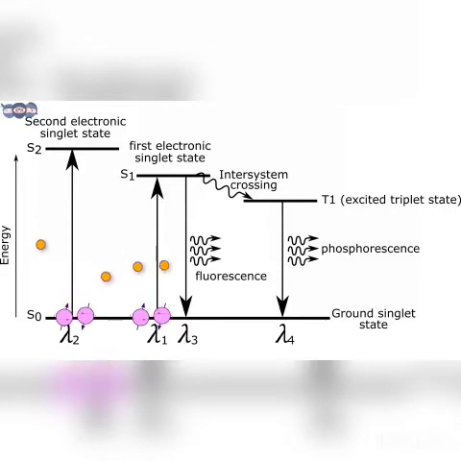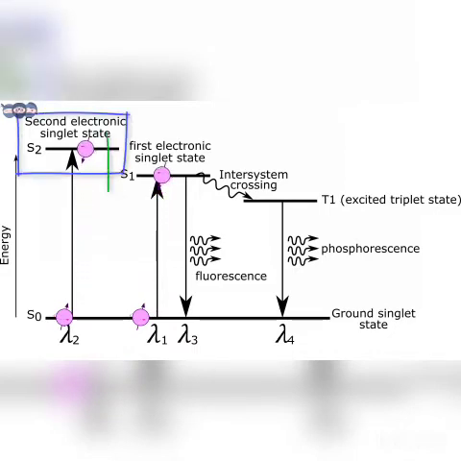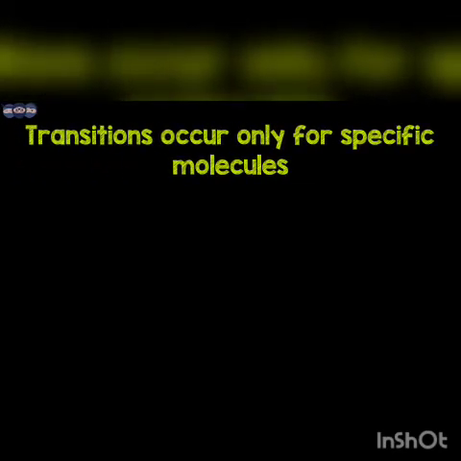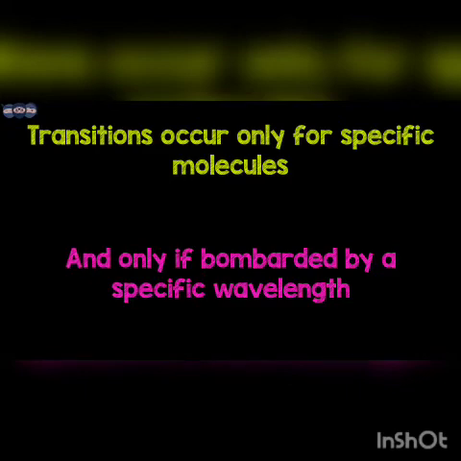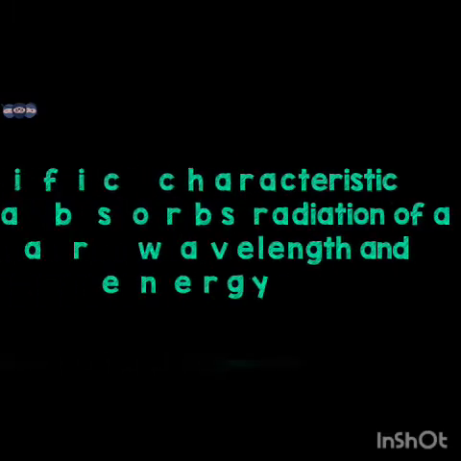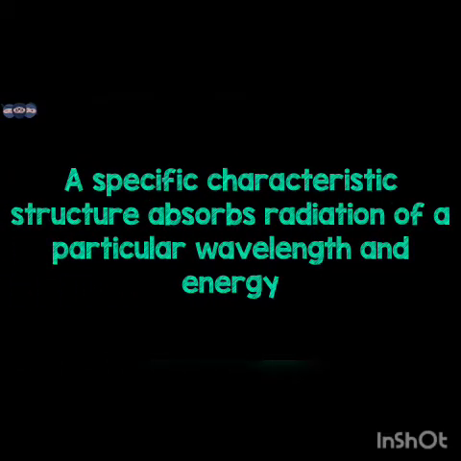Due to this absorption, an electronic transition takes place and molecules transition to higher electronic states like the second electronic singlet state or first electronic singlet state as depicted in the diagram. It should be noted that electronic transitions will occur only for specific molecules and only when bombarded with specific wavelengths of EMR. This is because only radiation of a specific wavelength and energy is absorbed by a characteristic structure.